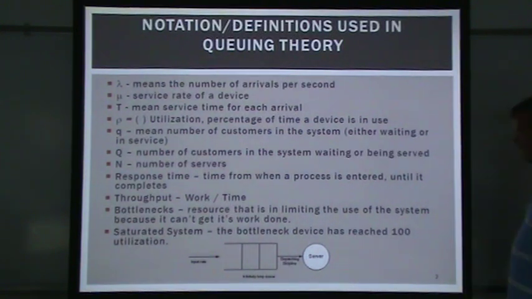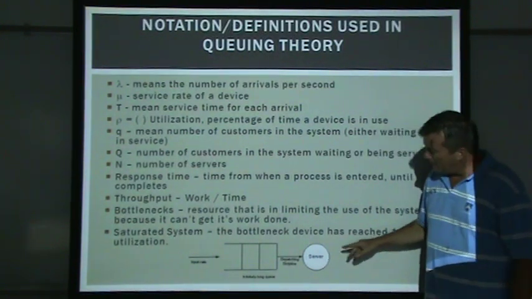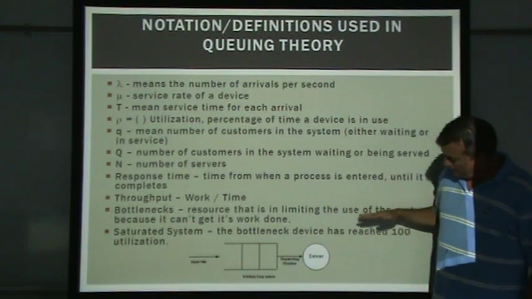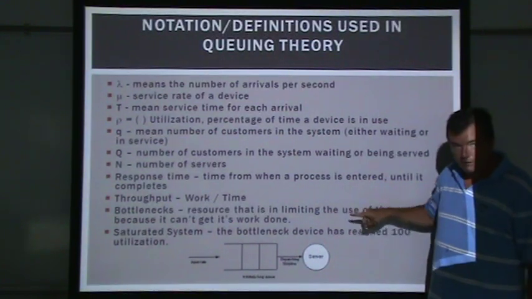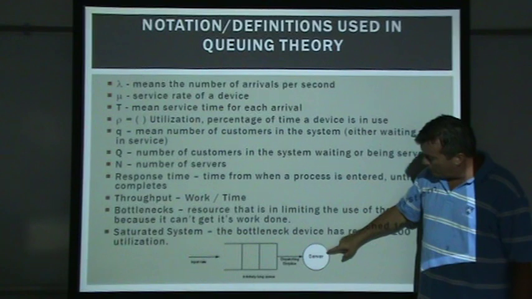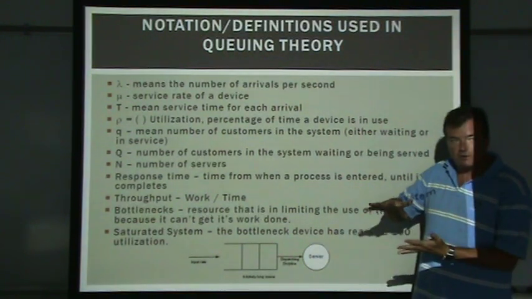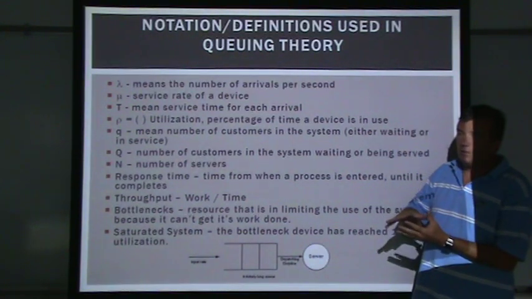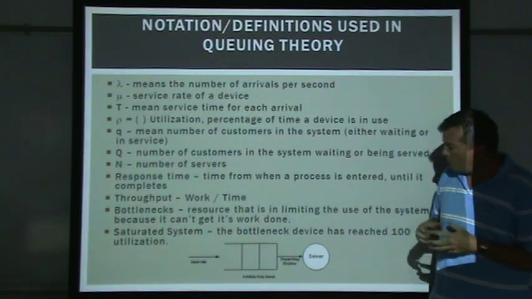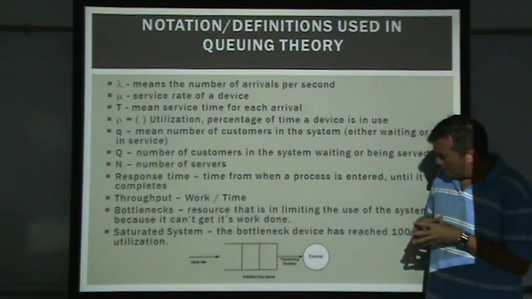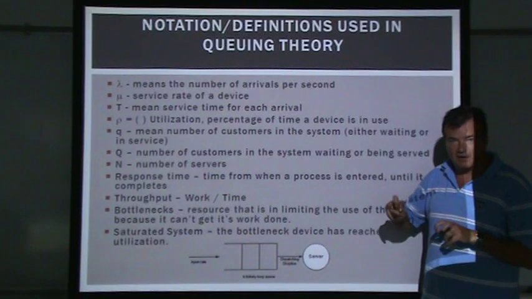A bottleneck device ends up being, we could have a network of queues with processes bouncing around from queue to queue, and the one where the server is going to hit 100% is the point at which that queue is considered saturated.